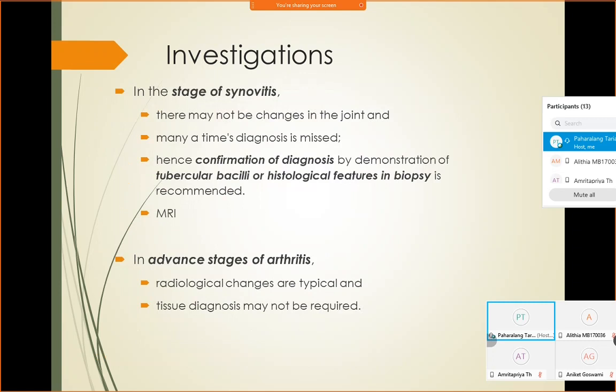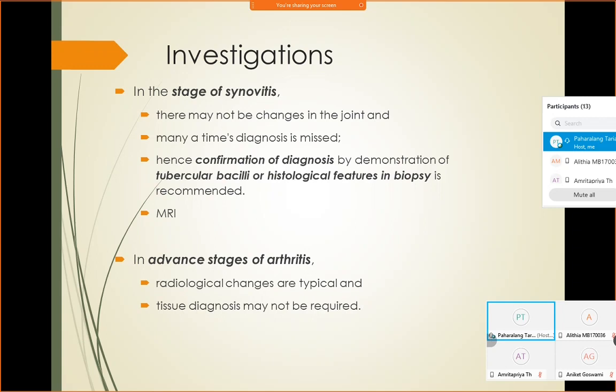So in the stage of synovitis, it may be difficult to delineate on an X-ray. So the best way to confirm this diagnosis is to demonstrate the presence of tubercle bacilli on histology. But now, with the easy availability of MRI, you can go directly to perform an MRI. While in an advanced stage of arthritis, it's much easier to diagnose it. Why? Because the radiological features are typical.